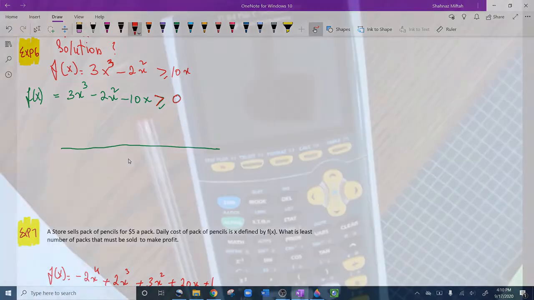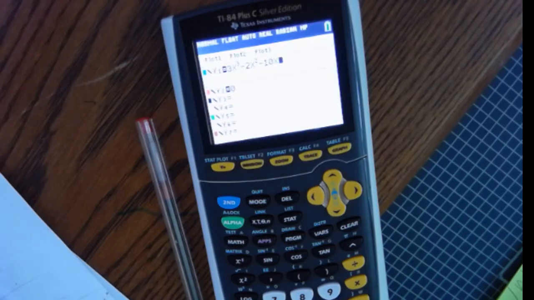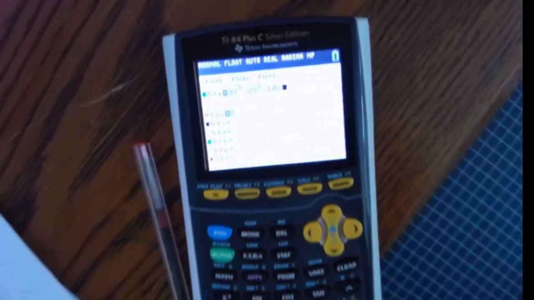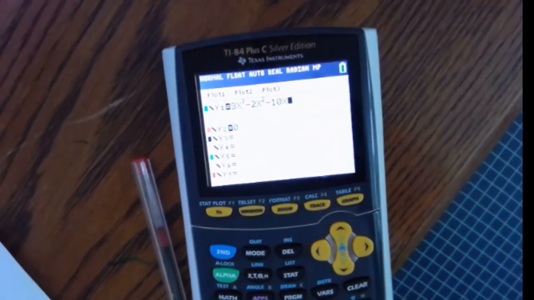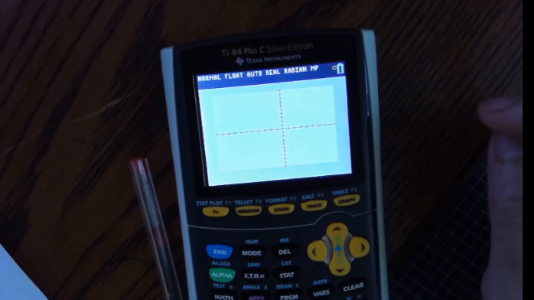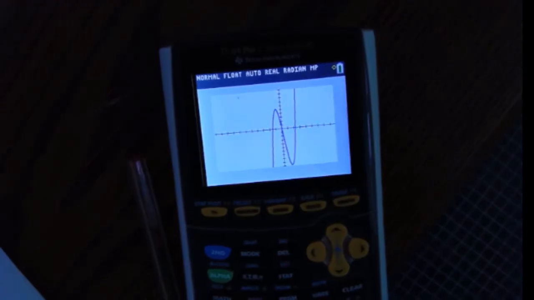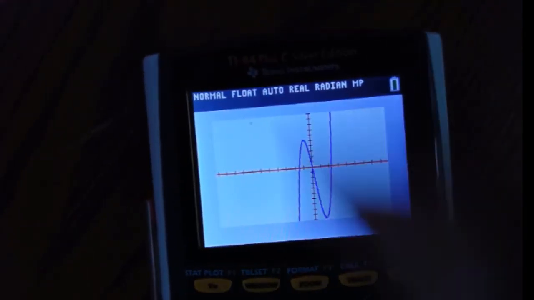Let's go to the calculator. In the calculator, I already have that function there, 3x cubed minus 2x squared minus 10x. I plugged it in here. And then I have another one, y equals 0, which is right here. Now we're going to graph this and see how it works. We need to figure out the points of intersection. So here is my graph. I'm going to zoom in really close so you can see it.